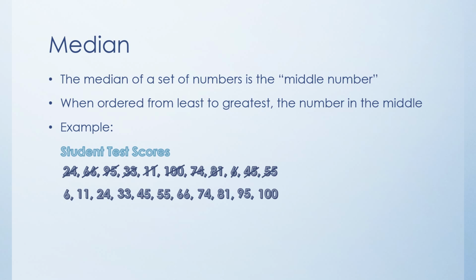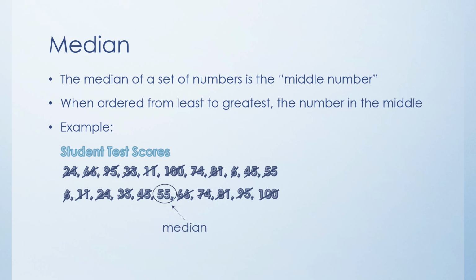So now that I've ordered it from least to greatest, I have to find the number in the middle. And I can do that by crossing out the numbers on either side until I get to only one number in the middle, like this. 6 and 100, 11 and 95, 24 and 81, 33 and 74, 45 and 66. So now I only have one number, 55, in the middle, because I've crossed out 5 on the left and 5 on the right. And that's our median.